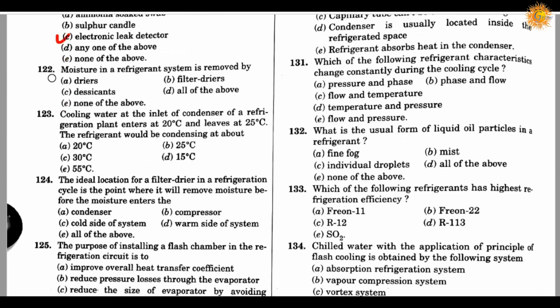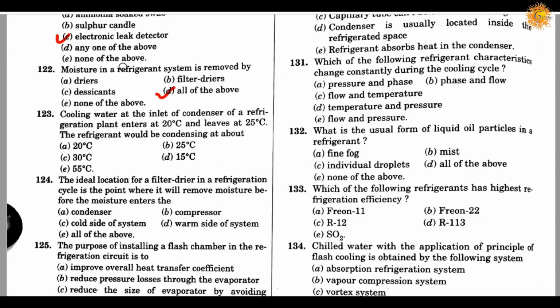Question 122. Moisture in a refrigerant system is removed by: option A, dryers; option B, filter dryers; option C, desiccants; option D, all of the above; and option E, none of the above. So the correct answer is D, all of the above.